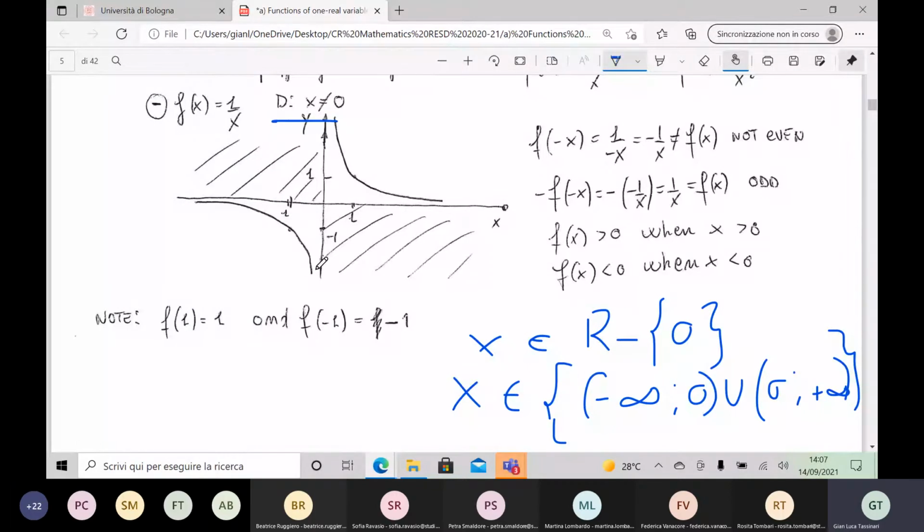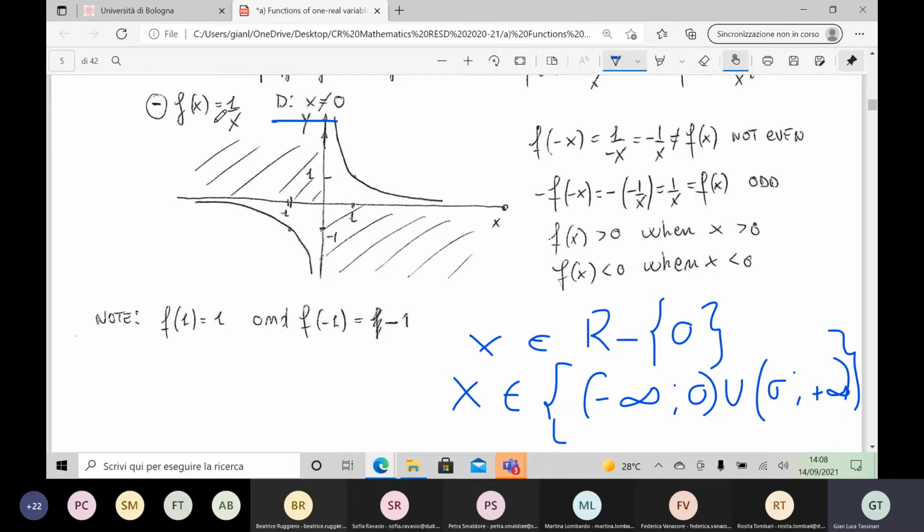In fact, you see, it's made up by the union of this set and this set. You see that this interval and this interval are one the symmetric of the other. So it does make sense. So we compute f of minus x as we did this morning. This means that you have to put inside x minus x. So you have 1 over minus x, which can be written as minus 1 over x. But minus 1 over x obviously is not 1 over x. But 1 over x is f of x. So minus 1 over x is different from f of x.